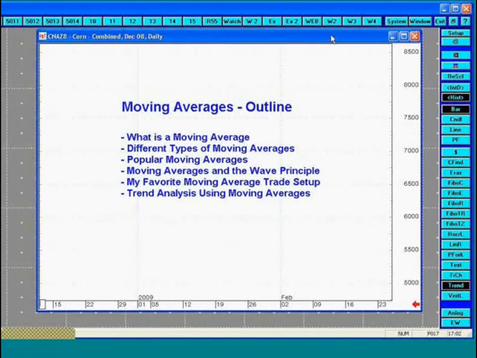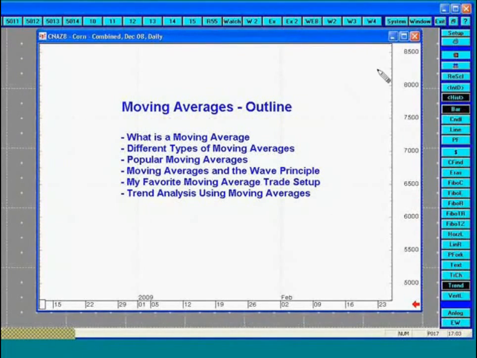What we're going to basically be doing initially is following the outline that you see in front of you, which is what is a moving average, different types of moving averages, popular moving averages in the wave principle, my very own favorite moving average trade setup, and then I'm going to show you something kind of special that I worked on a number of years ago that is a really neat tool, and I think it's unique, and I hope you enjoy that. And that'll be the last section in tonight's webinar.